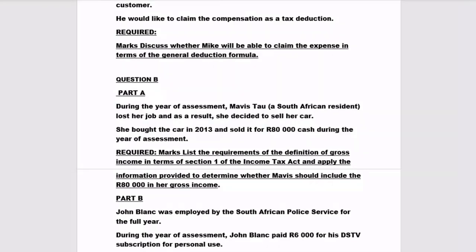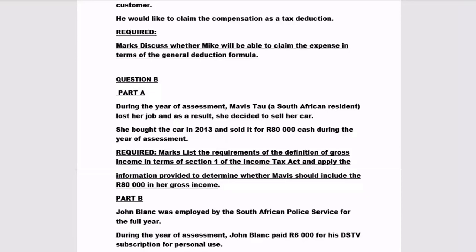All right, let's have a look at what the gross income definition entails. It says that in the case of a resident, Mavis is actually a South African resident. That's true. She's actually in the country. So the total amount in cash or otherwise: Mavis received an amount of 80,000 Rand in cash. Was it received or accrued to her? Yes, the money was actually received by Mavis because the car was actually sold.